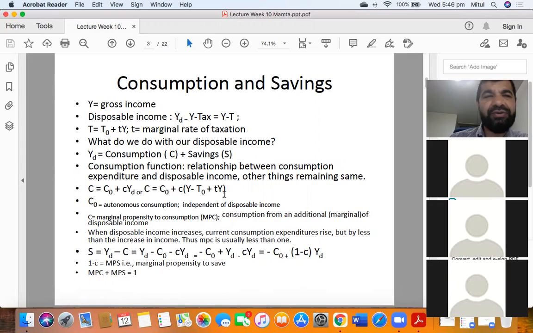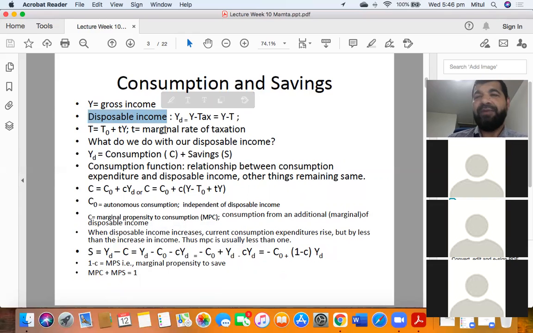In this case, we are going to create a model. What model are we going to create? We're going to create a model of consumption and savings. So let's say Y is our gross income. Our gross income is known as Y. So what will be your disposable income?